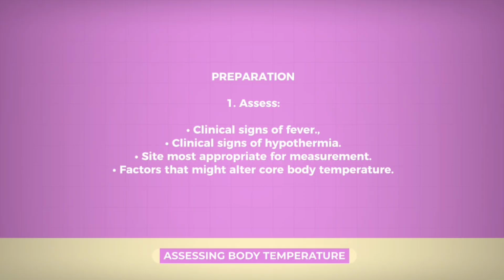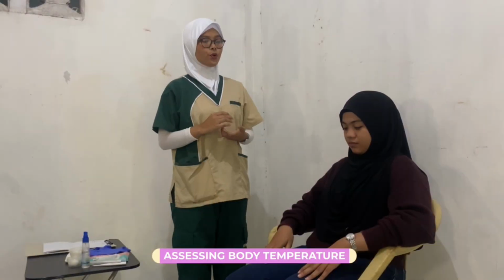Assess the site most appropriate for measurement. Selecting the correct site ensures an accurate temperature reading and prevents injury or discomfort to the client. Assess factors that might alter core body temperature, such as physical activity, environmental exposure, medications, illness, or age that can influence temperature readings and should be considered when interpreting results.